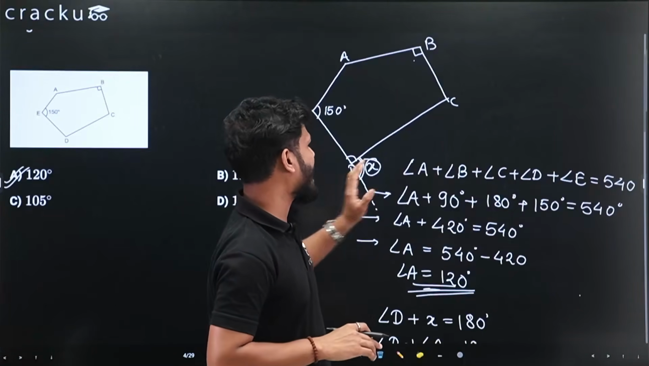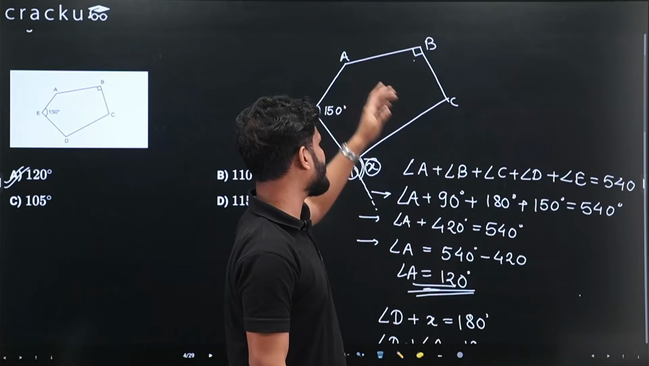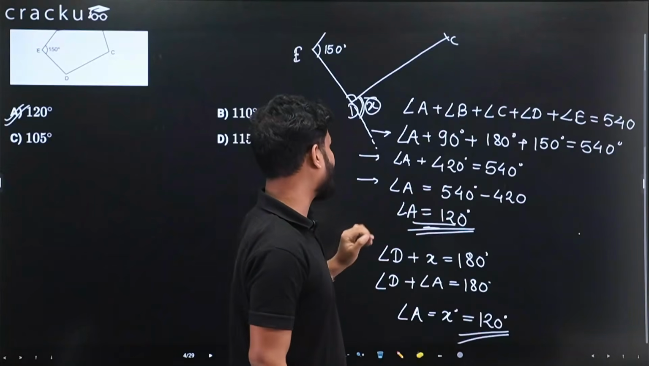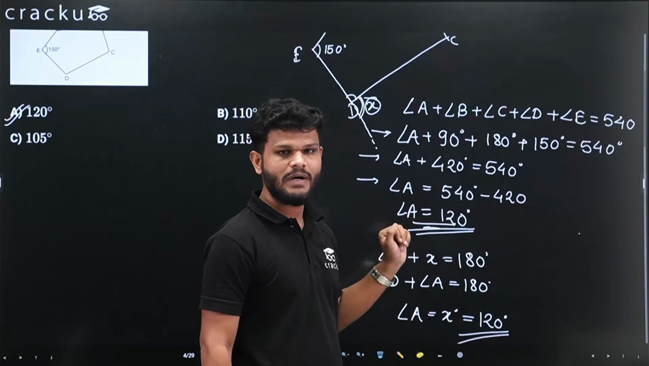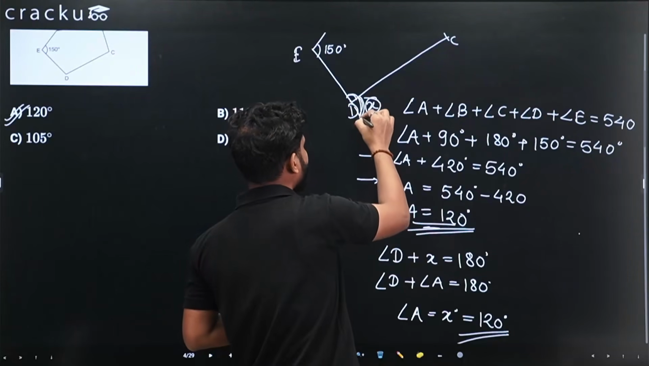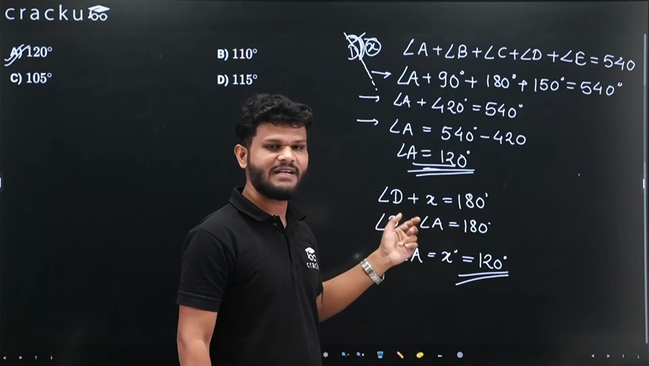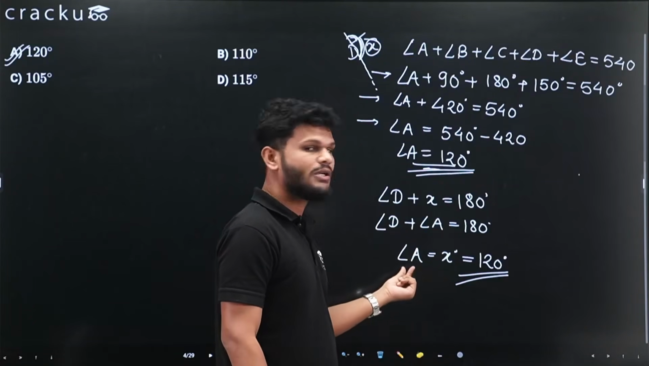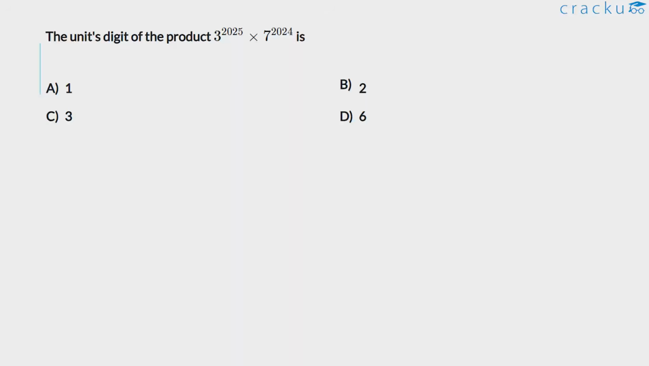Just add all the angles of a pentagon, which will be 540 degree. Put the values of angles, find angle A. Then this external angle plus angle D will be equal to 180 degree. Why? Because this is a straight line, complete straight line. And also we have given in the question angle D plus angle A is 180 degree. So X is nothing but equal to measure of angle A, which is 120 degree. This is how you solve.